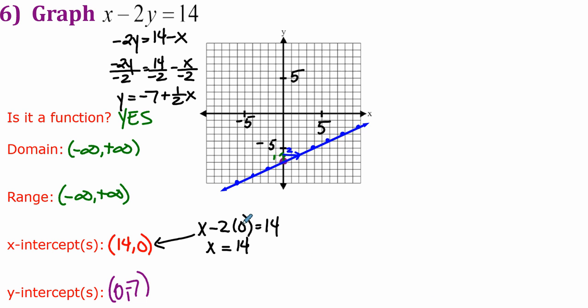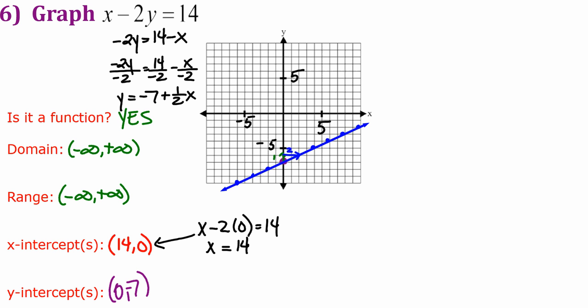So I'm going to go back to the original equation and put in my output value, which is 0. Negative 2 times 0 is 0. So x minus 0 equals 14, therefore x is 14. That is the x value for the coordinate of my x-intercept. So if I zoomed in my graph a little bit further to the right, I would see that it would be crossing at 14, 0.